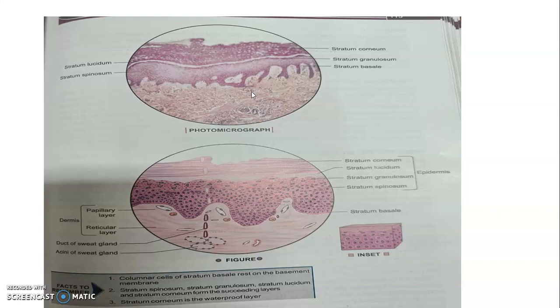Epidermis consists of stratified squamous keratinized epithelium that is nourished by diffusion from the capillaries of the dermis. These are capillaries in the dermis. Epidermis is made up of the following layers. First is stratum basalis or stratum basale. This is stratum basale. It is the deepest single layer of columnar cells that rests on the basement membrane. It also produces melanin pigment.